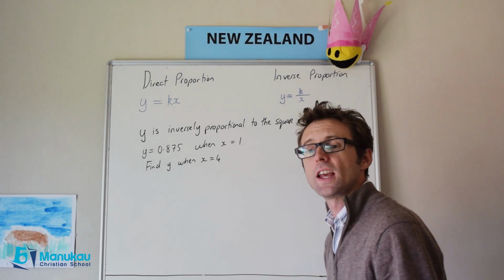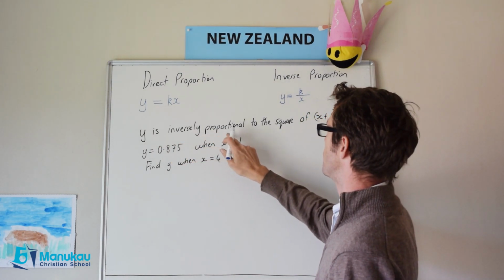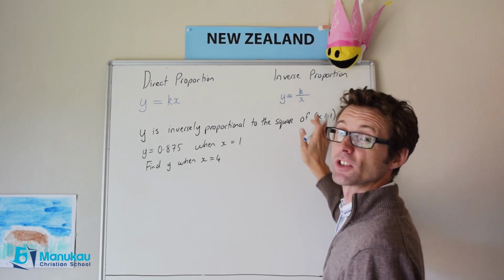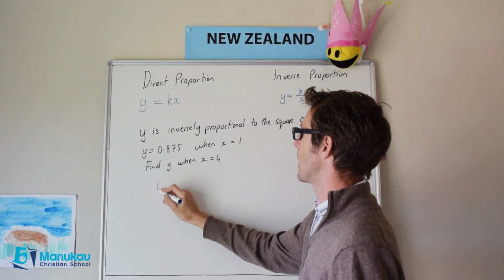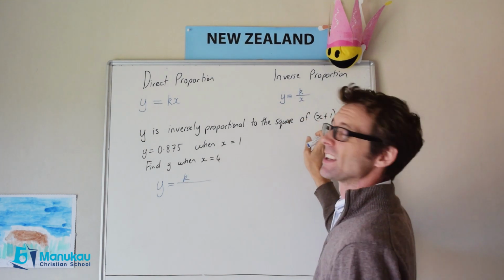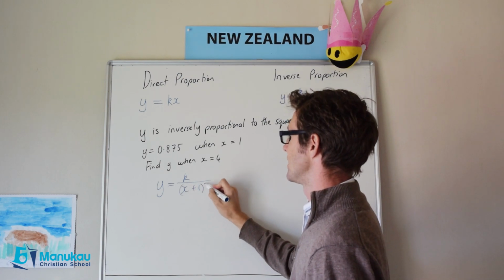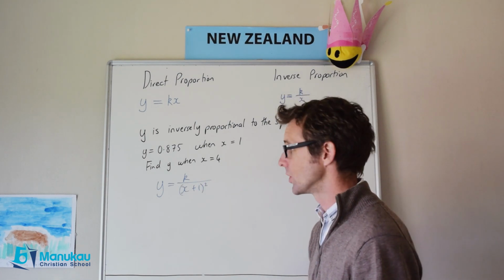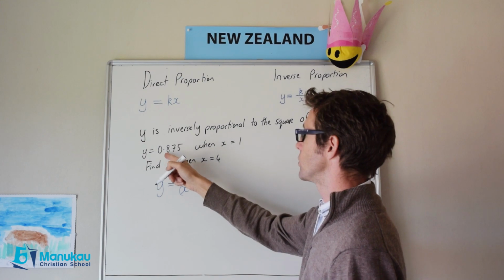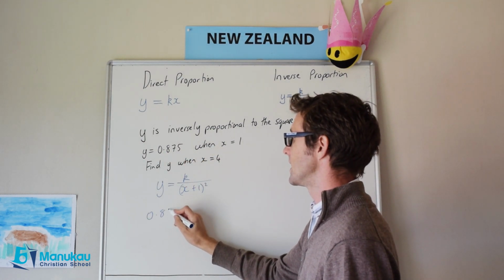Okay, now we're on to an inverse proportionality question. Y is inversely proportional to the square of x plus 1, so we're using this formula here. We write y is equal to k over, now not x, the square of x plus 1. Well, the square means x plus 1 squared. So far so good. And we know two values, so our second step is to chuck those values in.